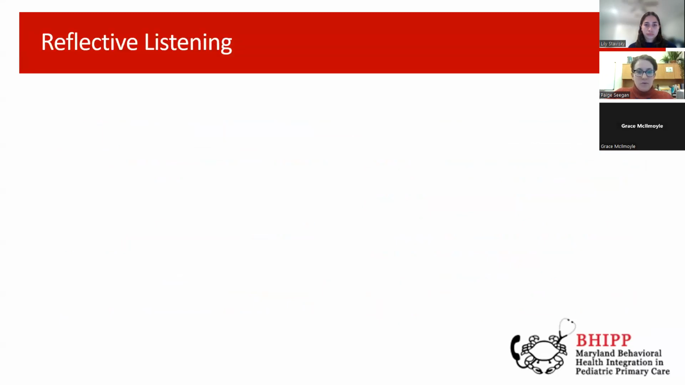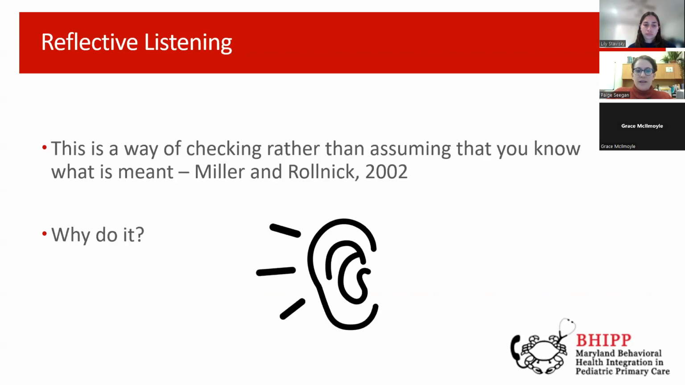The next core skill in the ORS is reflective listening. So this is a way of checking rather than assuming that you know what is meant. This is super helpful because people will also correct you if you're wrong. If you reflect back something, it gives them the opportunity to say, actually, no, that's not quite right, or yes, that's exactly how I'm feeling. So either way, you're allowing that patient to be active in their role of either correcting you or acknowledging that what you have understood is correct. So it strengthens the patient-provider relationship. It also can be used strategically to facilitate change, and we'll talk about that a little bit more later.